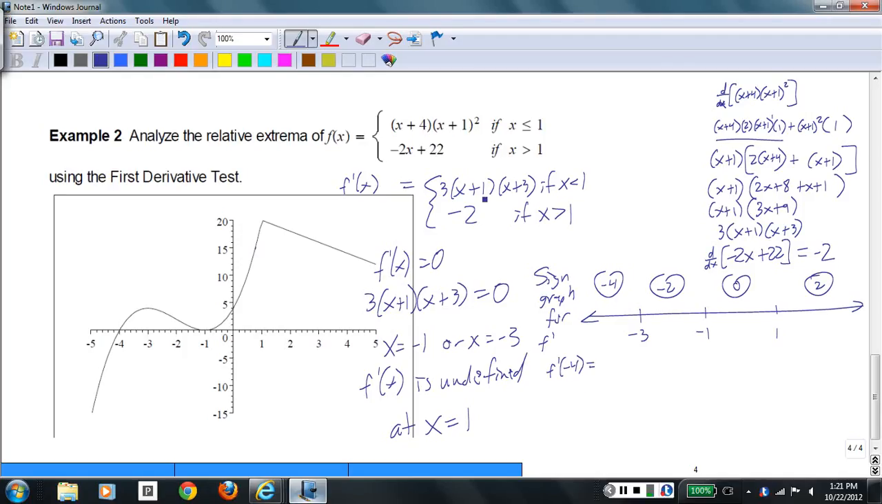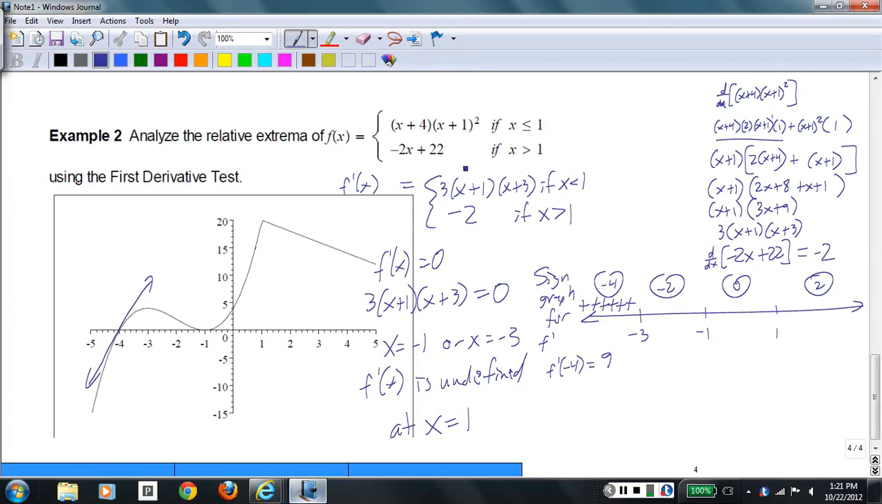Well, I'll refer to the piecewise derivative that we have up here. If we substitute -4 for x, -4 plus 1 is -3. -4 plus 3 is -1. So -3 times -1 is +3. Times 3 is 9. So it looks like 9. So the slope of the tangent line there at -4 is 9. It looks like it could pass for 9. The point is that it's positive. Positive slope.